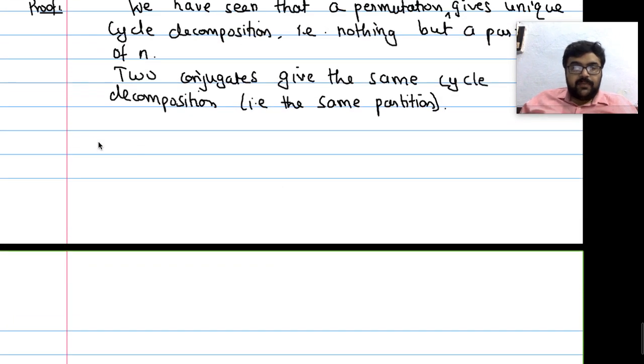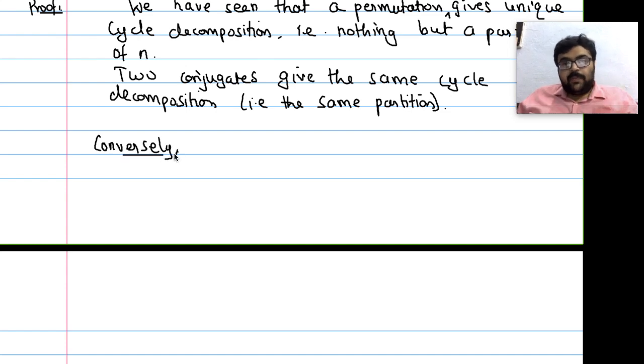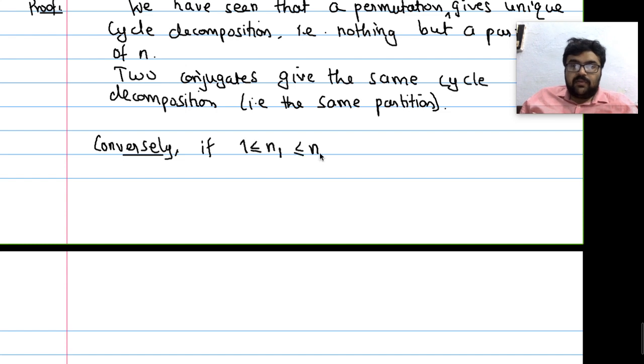Yeah, conversely, every permutation gives a partition. If two permutations are conjugate, they give the same partition. Conversely, if you take a partition, there is a permutation whose decomposition is that. So conversely, if 1 ≤ n1 ≤ n2 ≤ and so on ≤ nk is a partition of n.